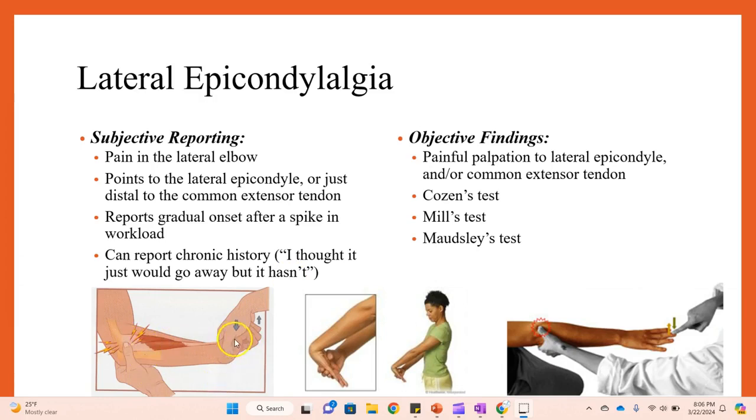Cozen's test is right here. You can see that we're doing resisted wrist extension. And Mills test is here, passive wrist flexion, because we're putting tension through the muscles of the lateral elbow. And then Maudsley's test is a resisted third digit extension test. You're expected to know these in more detail, especially during our practical week, our intensive week, when we're going to go over these. So start learning them now.